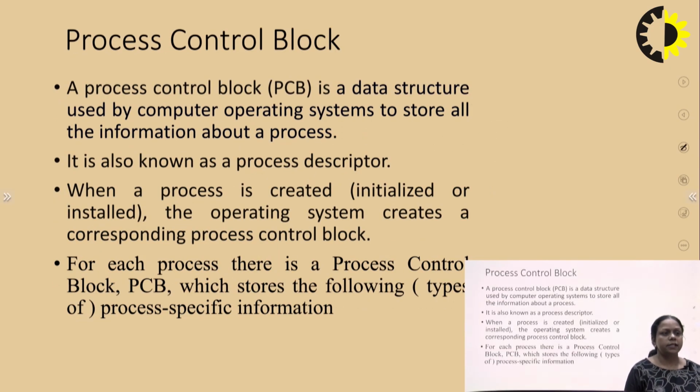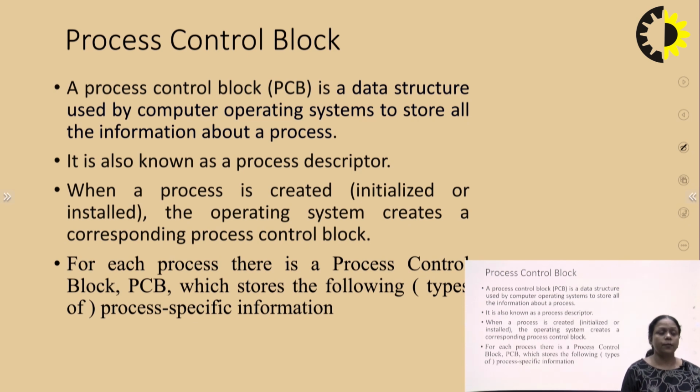Now the next is the process control block. A process control block is a data structure used by the computer operating system to store all the information about a process. It is also known as a process descriptor. When a process is created, initialized, or installed, the operating system creates a corresponding process control block. For each process, there is a process control block which stores the following types of information. So we can say that the PCB is the information related to the process.